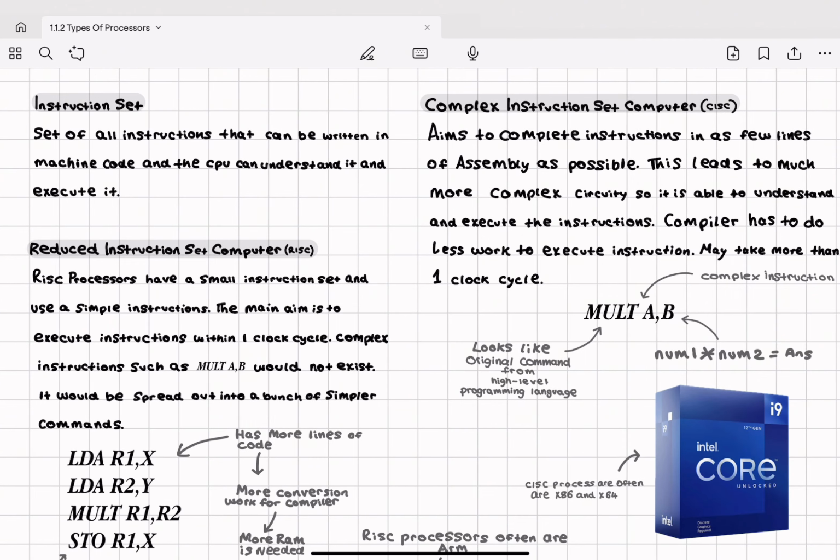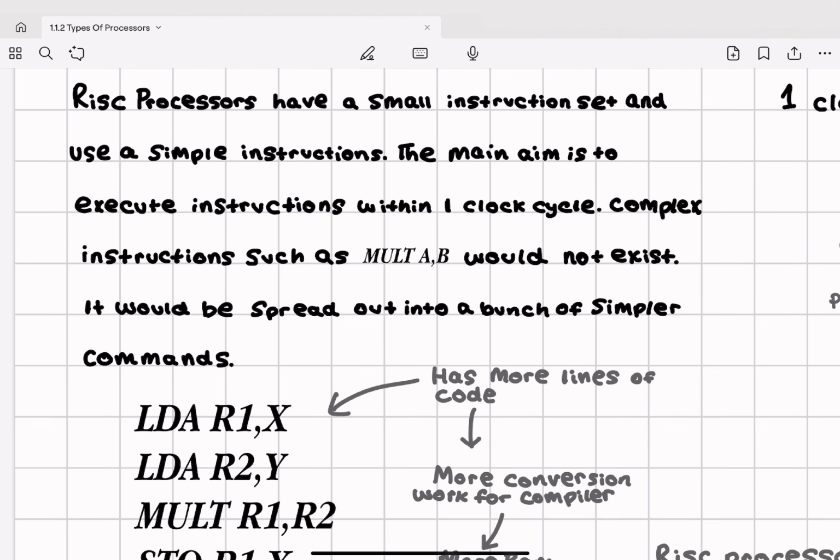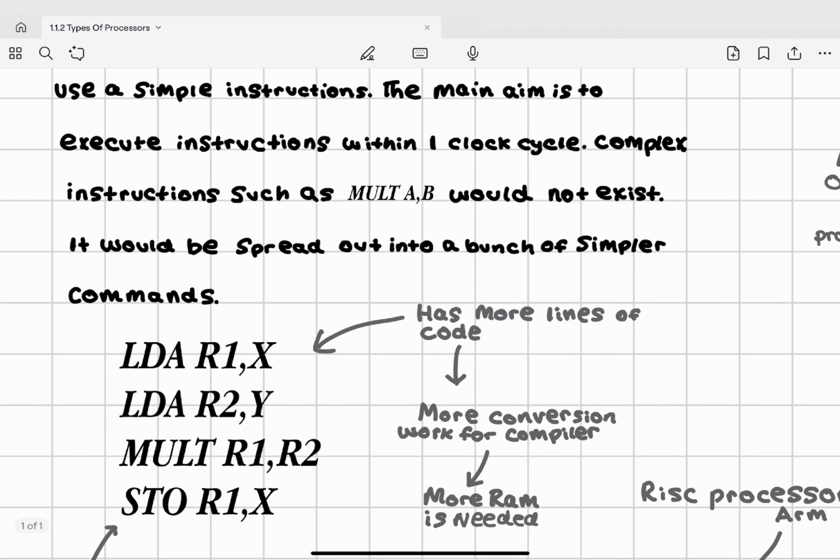And then you also have reduced instruction set computers. Reduced instruction set computers have a small instruction set, and they use much simpler instructions. The main aim is to complete instructions within one clock cycle, unlike the CISC processors. Complex instructions such as multiply A B would not exist because it's not as few lines of assembly as possible. It's just simpler, if you know what I mean. And it would be spread out into a bunch of simpler commands.